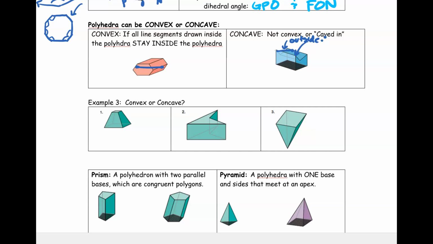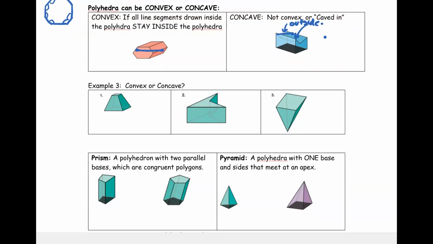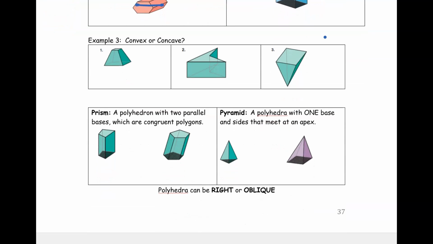So go ahead and try example 3. So convex or concave, and this would be a great place to pause the video. So this first one is convex. We don't have any sinking parts. And if you drew a line segment anywhere inside, it would stay inside.